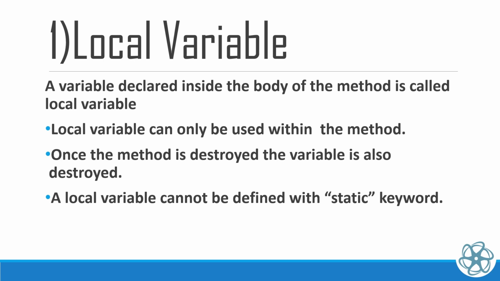Okay, so these are some points related to local variables. A local variable can only be used within the method. Once the method is destroyed, the local variable is also destroyed. I can only initialize its value in that method, and I can use that variable in that method only. Other than the main method, we can also write some different methods.